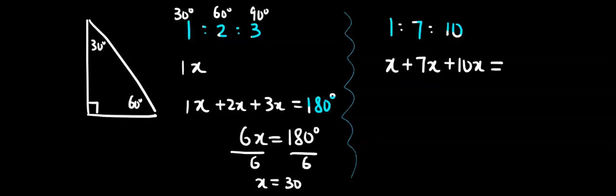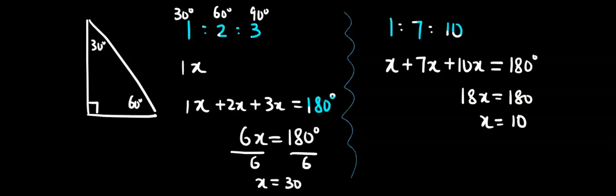Put all of them together. The sum of interior angles in a triangle is always 180. 1 plus 7 plus 10, that's 18x equals 180, x equals 10.